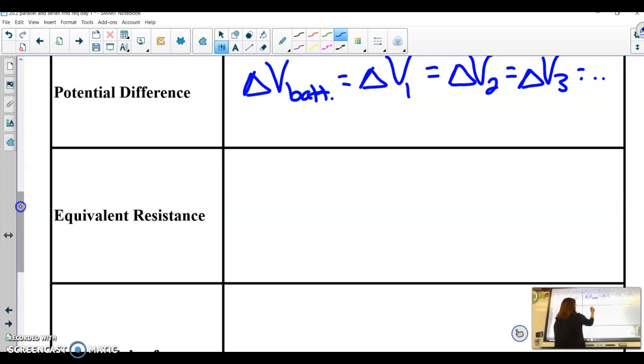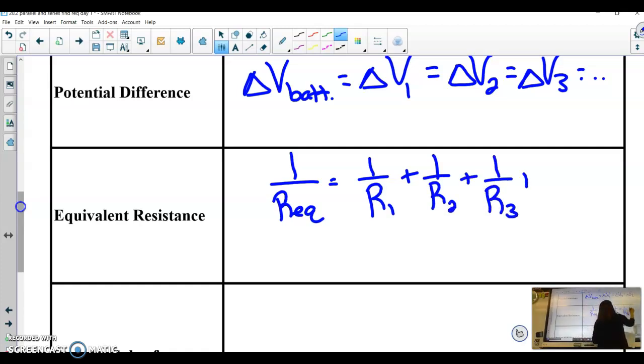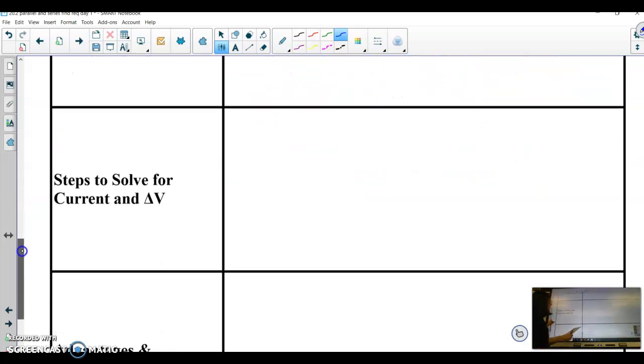So this is the formula: 1 over Req is equal to 1 over R1 plus 1 over R2 plus 1 over R3, and so on. It is just like the 1 over P plus 1 over Q equals 1 over F equation we had a long time ago. I'll review with you how to do this, but it's the same math every single time for a parallel circuit. All right, so the steps here are going to be the same. First step is always find Req.